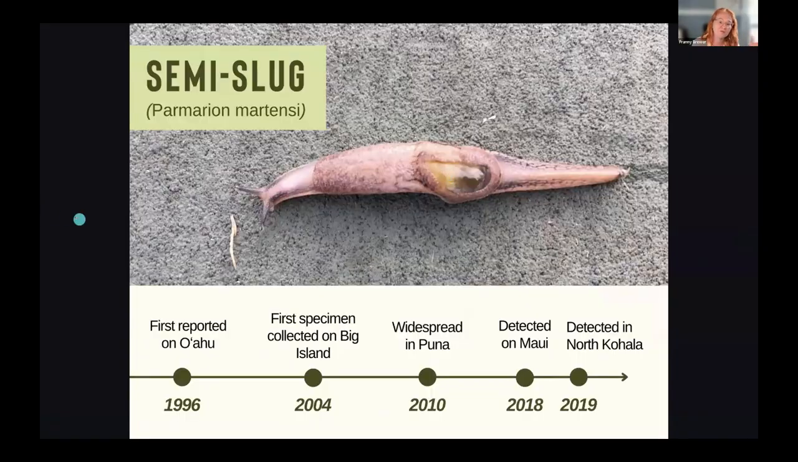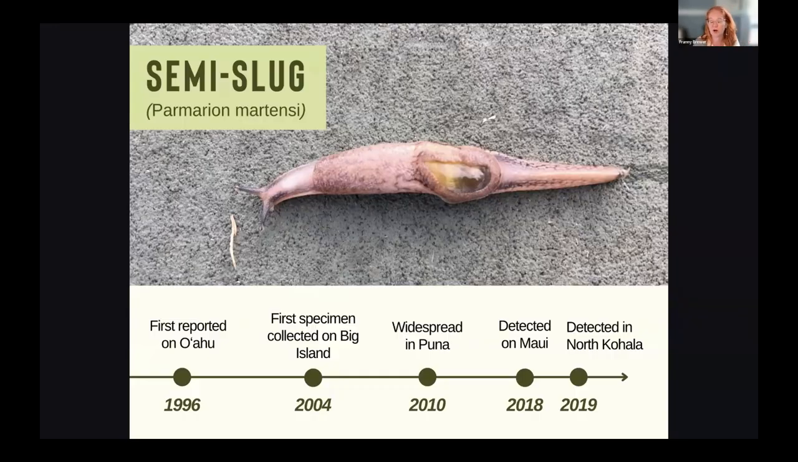What we think, from looking at this through an invasive species lens, if you've had this parasite around since the 1950s, right, but you don't see it spreading a lot, and then all of a sudden you see it in a 10-year period, this massive spread, something has changed in the environment. And what we think changed in the environment in that time period was the introduction of this invasive slug, the semi-slug, Parmarion martensi, right?